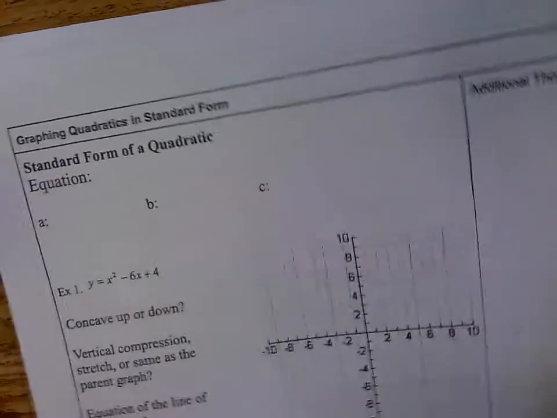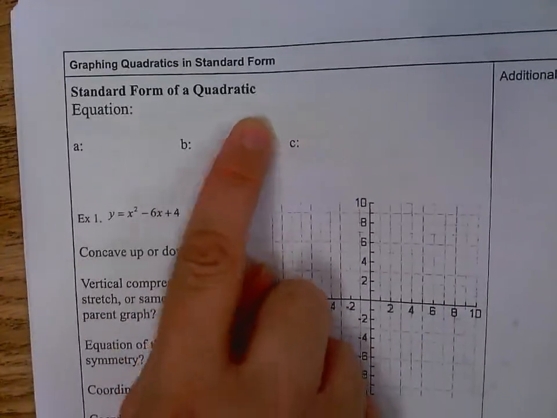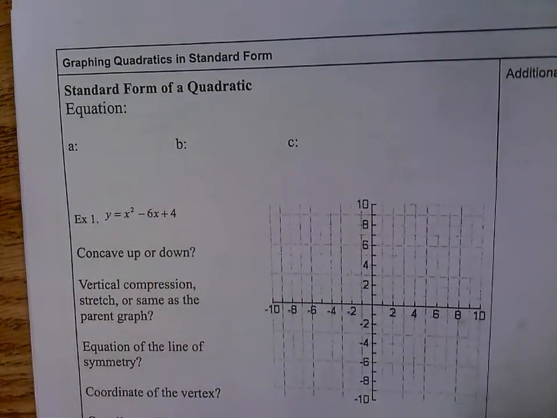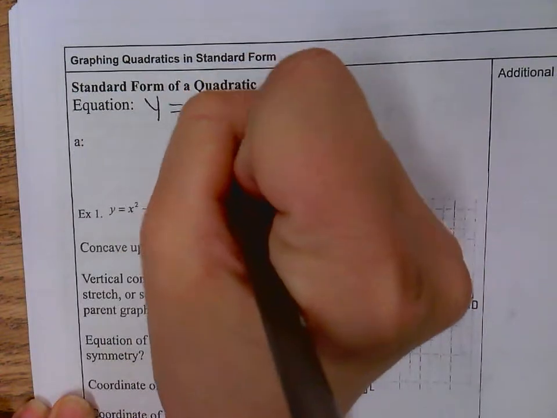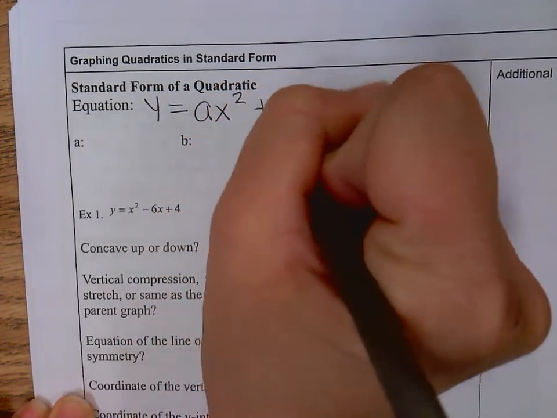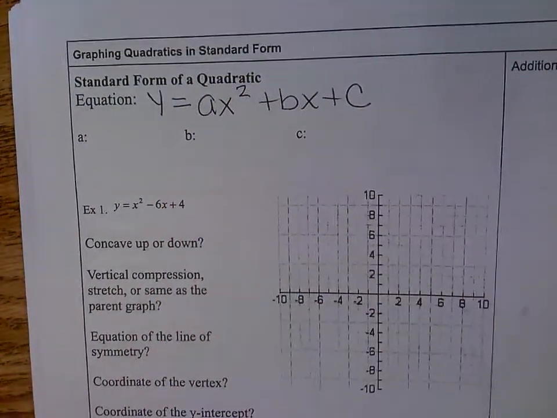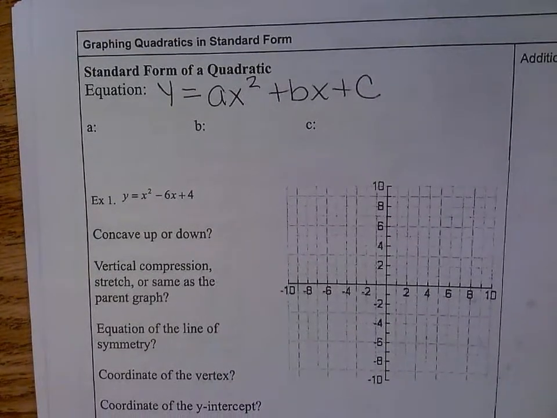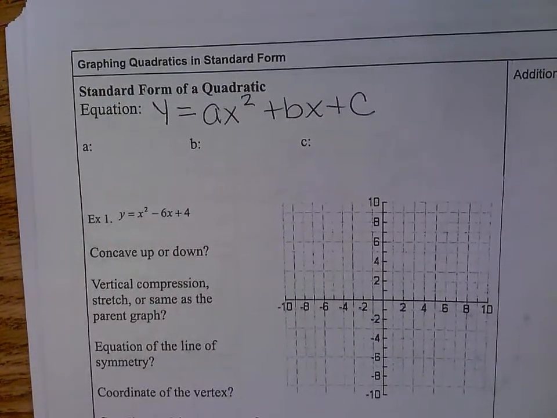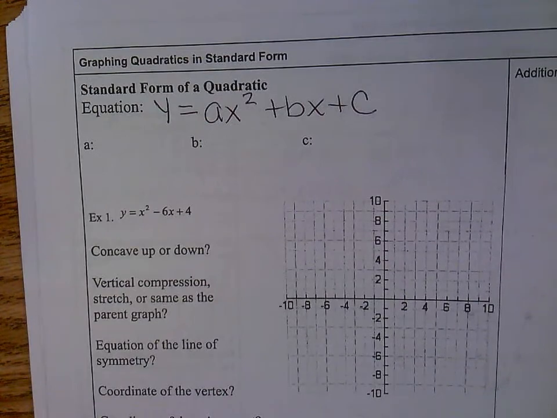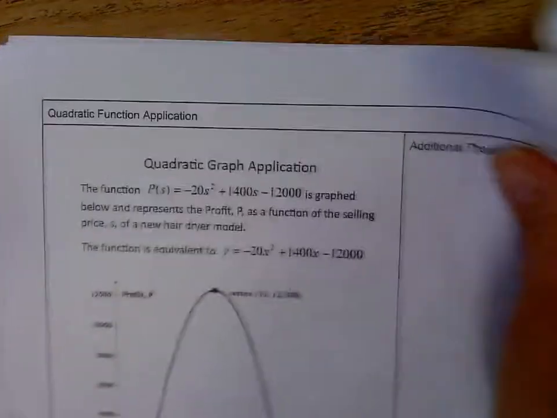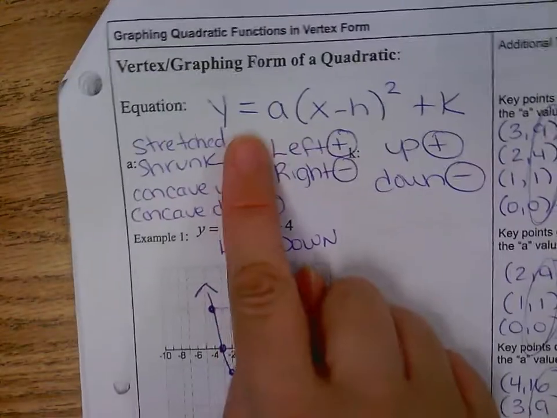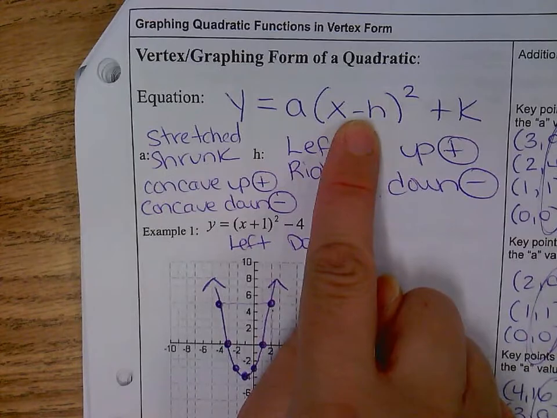Okay, so here's standard form of a quadratic. This is the last resource page, kind of the last new idea for this unit. So here's the equation, ax squared plus bx plus c. So it's kind of the ABCs. What does each part of that equation do? And I want you to compare it to, on the other page, we had vertex form. Remember, a(x minus h) squared plus k?